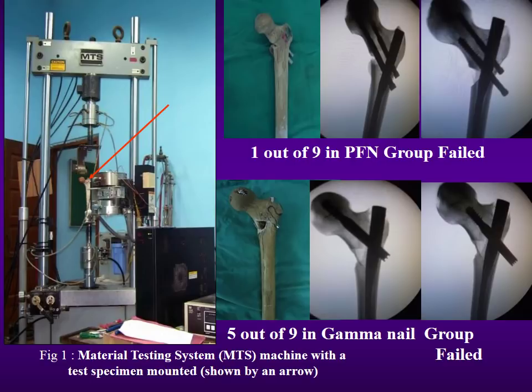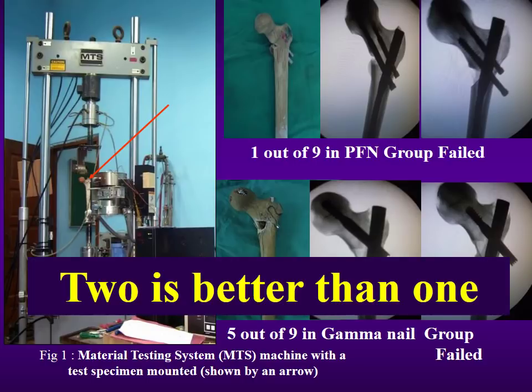My friend Dr. Amit Rastogi, professor and head of the department at Banaras Hindu University in Varanasi, has done a lot of work on this implant, the cutout, and the strength of the implant. In cases where he used PFN, only one had a problem up to 50,000 cycles. Whereas in the gamma nail, a single screw system, not the DHS, 5 out of 9 had problems. That indicates that a two screw system is definitely better than a one screw system. This is the outcome of the study.